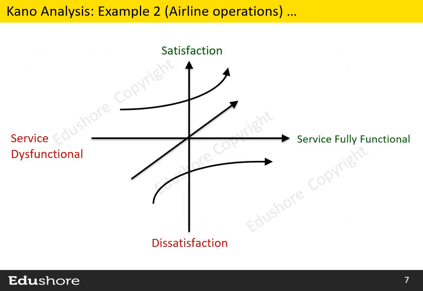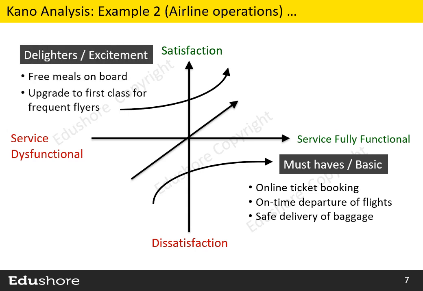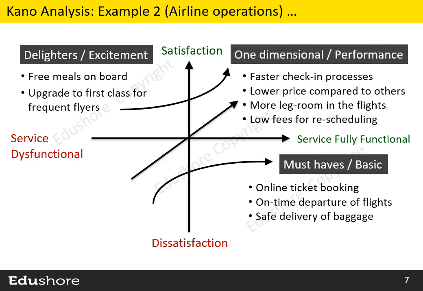Out of those inputs on airline operations, these three can be classified as must-haves or basic needs. These two can be classified as delighters or excitement needs. And these four can be classified as one-dimensional or performance needs.